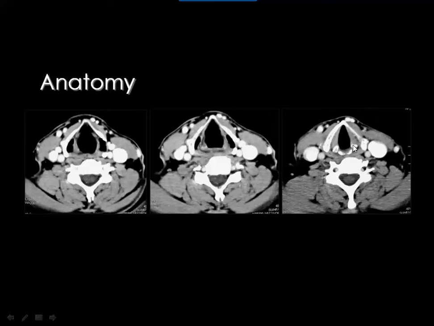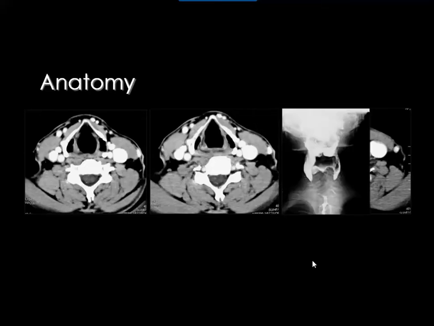This is the true vocal cord, which is pyramidal or triangular in shape, pointing anteriorly, and its base is attached to the arytenoid cartilage. Then you can see in the previous studies, usually done by barium, this is the region of the valleculae, and this is the region of the piriform sinus.